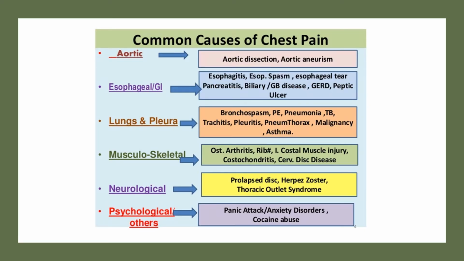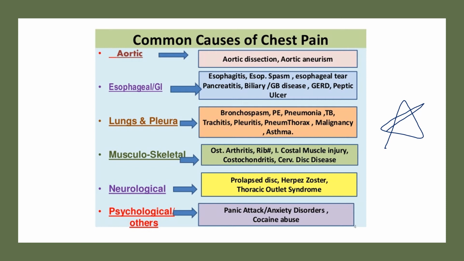So I put this in here. This is just bonus material. I will not hold you responsible for this slide whatsoever. This is just bonus material. So I put this in here as common causes of chest pain. Over here there's aortic, esophageal, lungs and pleura, musculoskeletal, neurological, and psychological disorders. And so when we're looking at chest pain, there's a bunch of different causes for it.